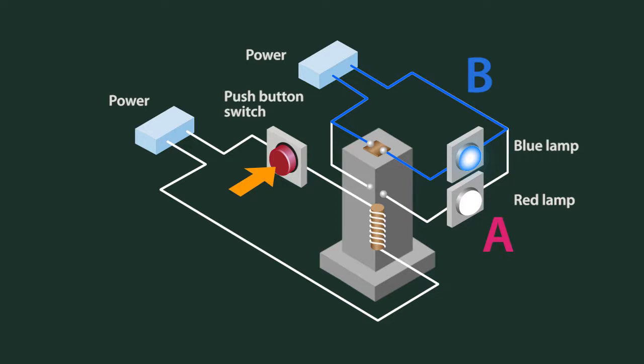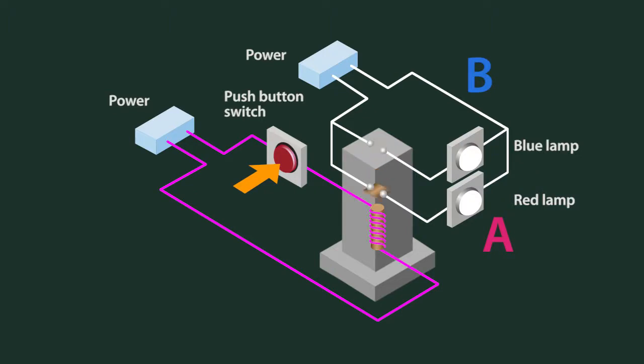If we push the push button, current will flow through the coil of the relay, which is an electromagnet that then pulls the relay contact down. When the relay contact is pulled down, electricity will run through route A, and the red light will turn on.